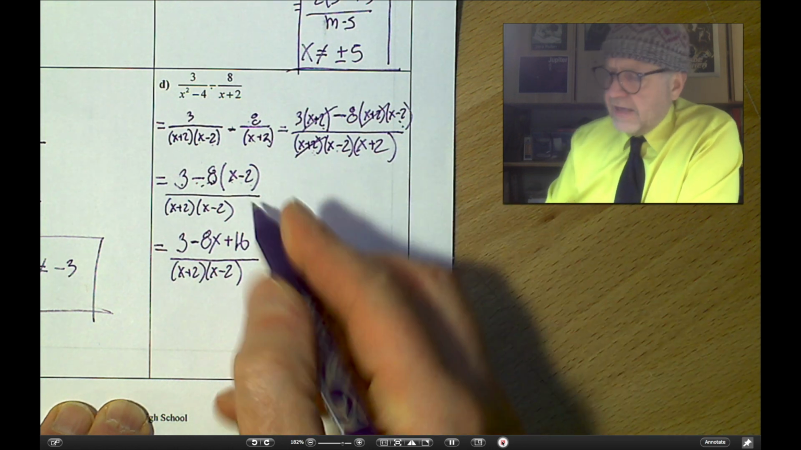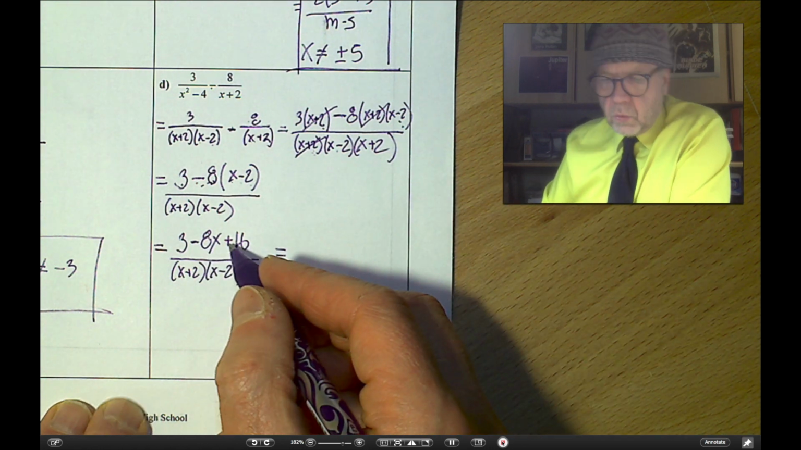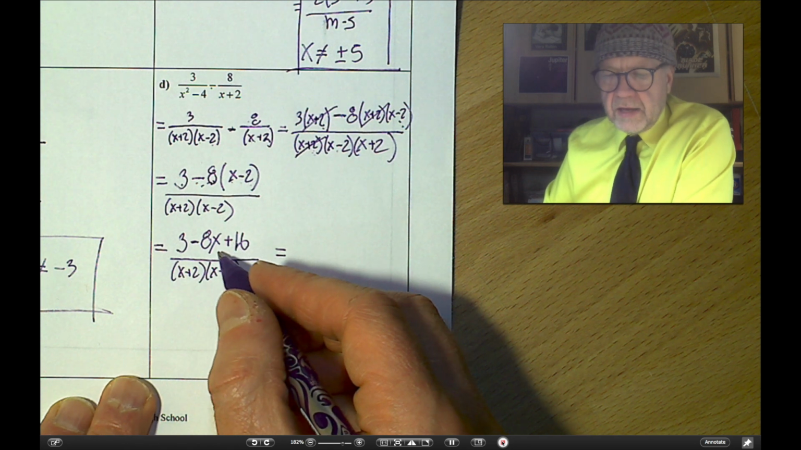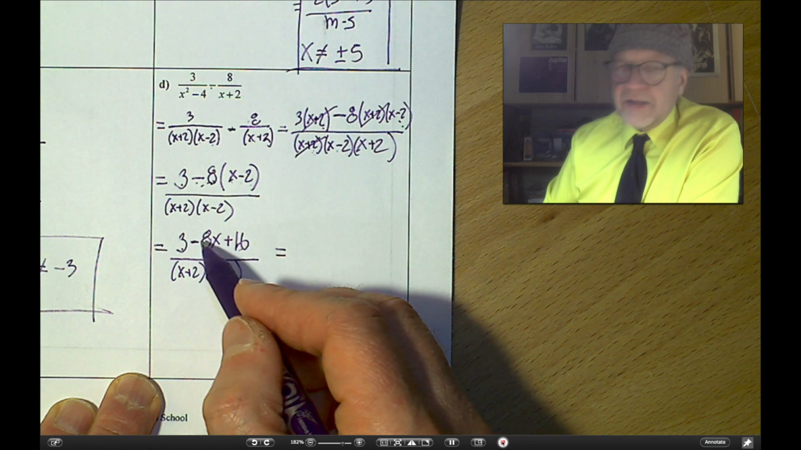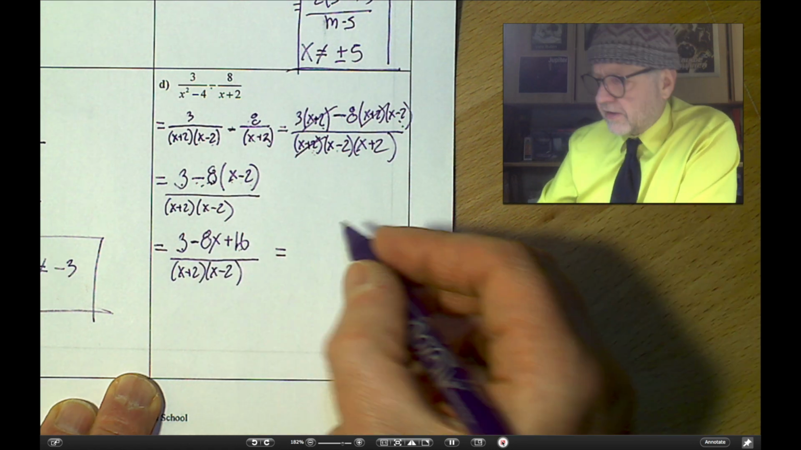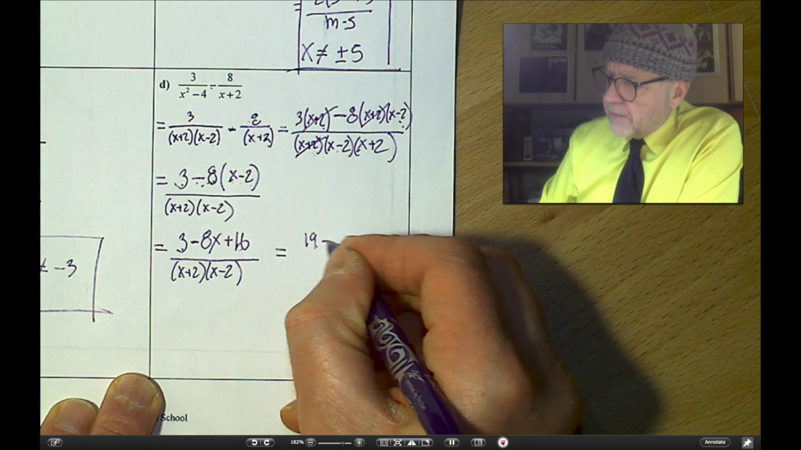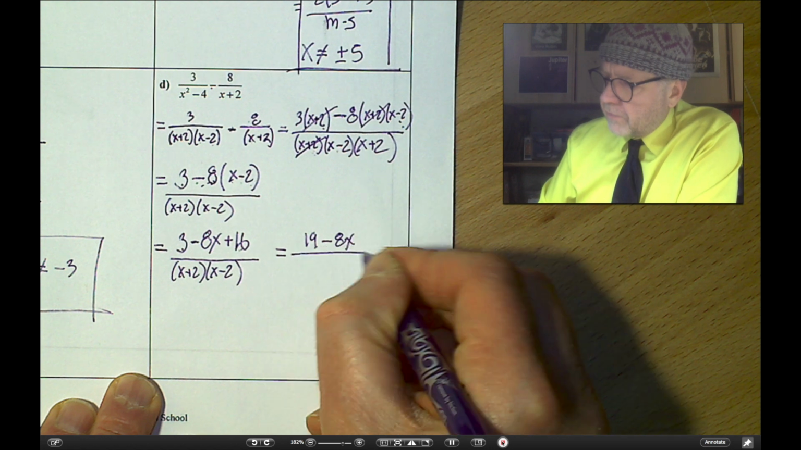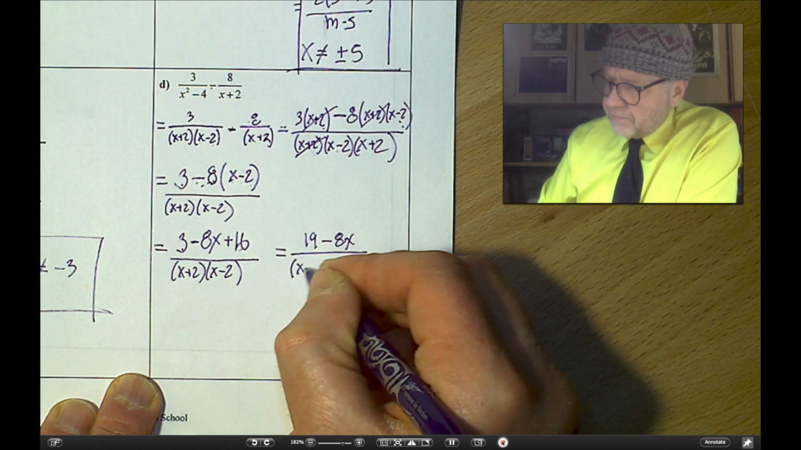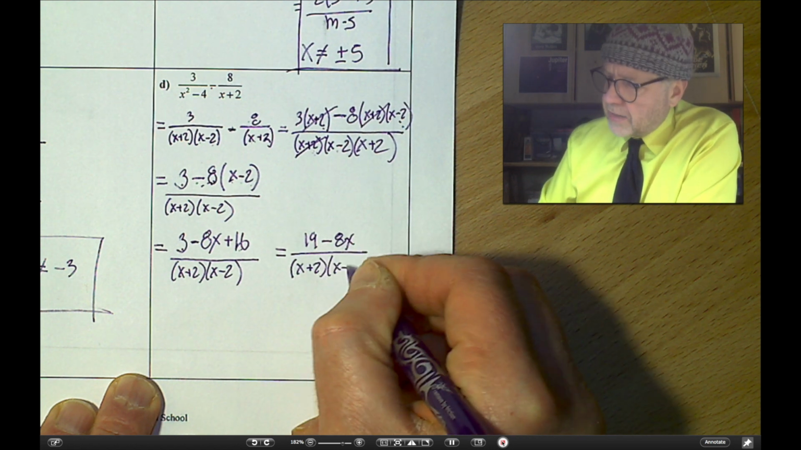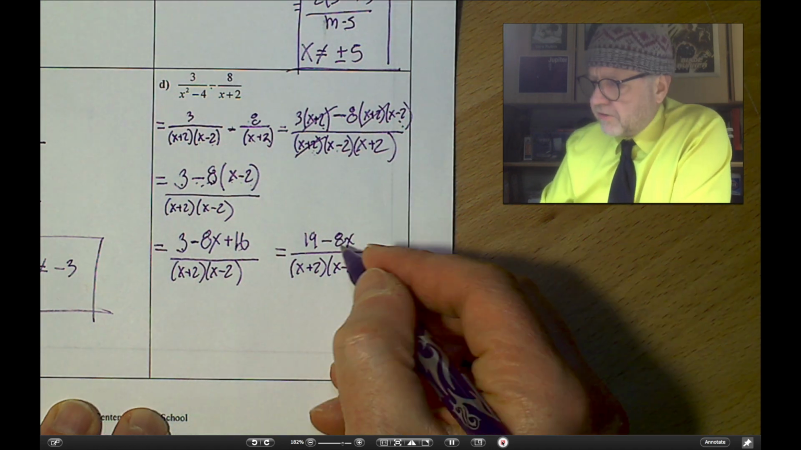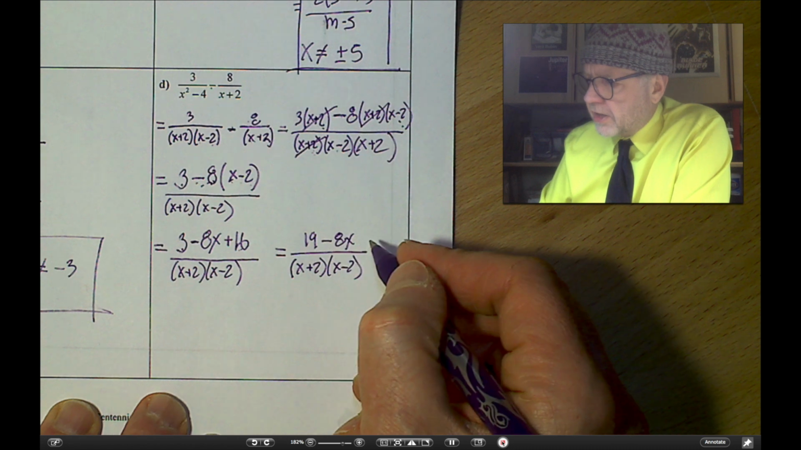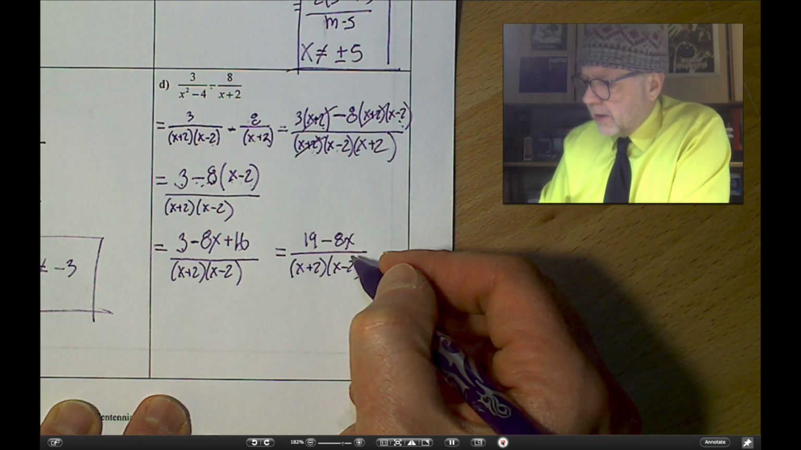And let's gather some like terms here. What am I going to get? I'm going to get 3 plus 16, because I want the minus to be on the other side, on the second term up there. So I'm going to go 19 minus 8x over x plus 2, x minus 2. And I'll look for some common factors I can pull out of the numerator. There are none.